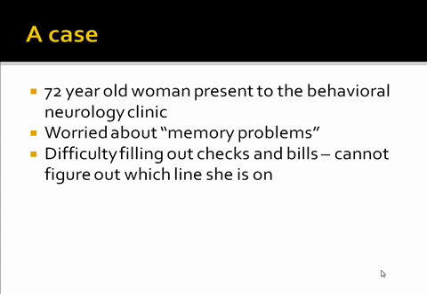So let's go through a case. A 72-year-old woman presents to the behavioral neurology clinic. As with many of the patients in our clinic, she describes her problems as problems with memory. But when we ask her what she means by that, she specifically mentions that she's been having difficulty with her finances. When she tries to fill out a check or a bill, she has difficulty figuring out exactly where she needs to write the numbers or to sign her name. And she finds this pretty disturbing because she's been very independent up to this point.